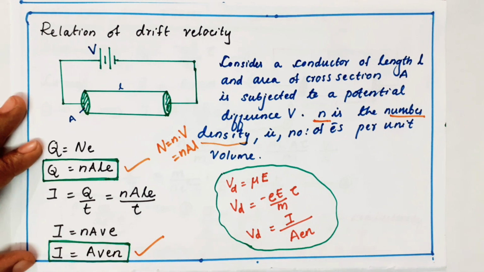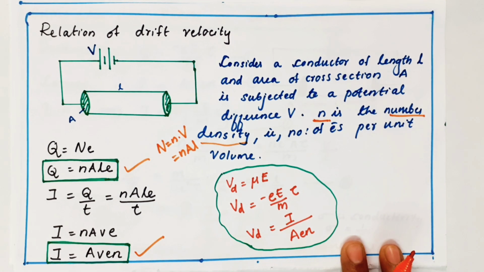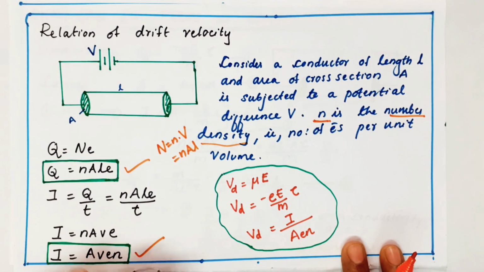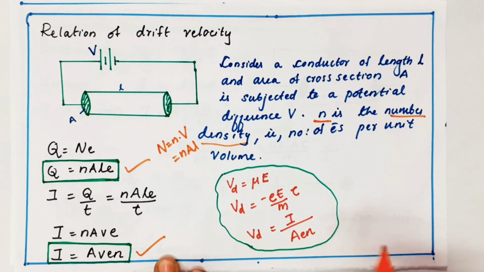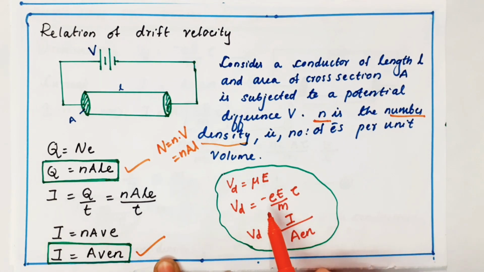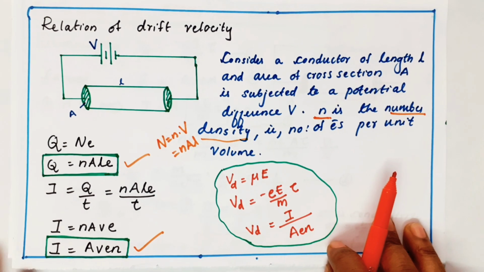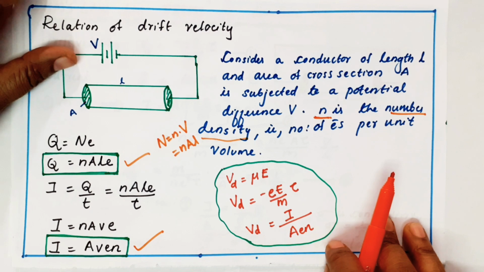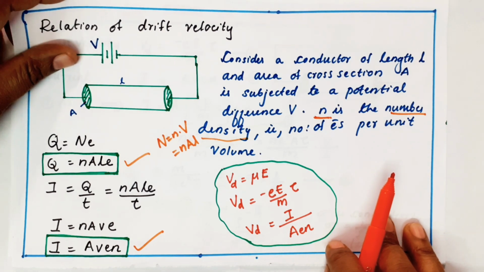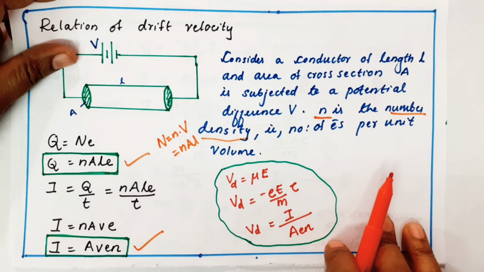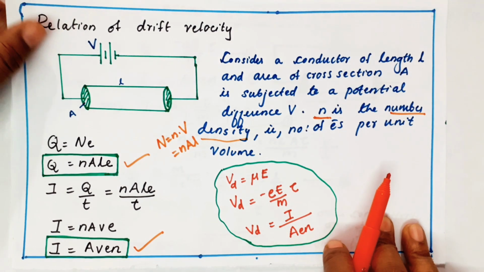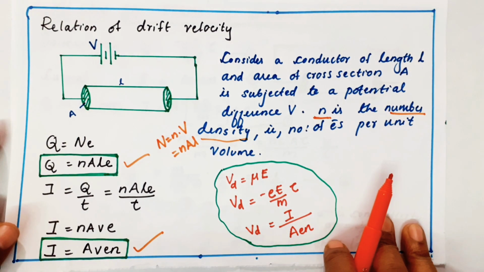So now I am concluding all. I got a total of 3 equations now for drift velocity. One is from the previous page, mu E. This also from the previous page, minus eE by m into tau. Another one from here, from I equals nAve, you can write Vd by cross multiplying as I by nAe. Clear? So these are the equations for drift velocity.